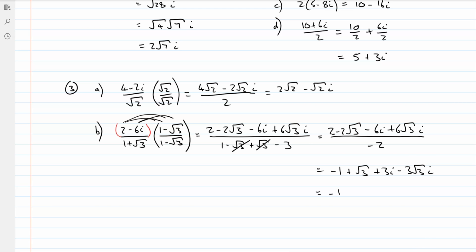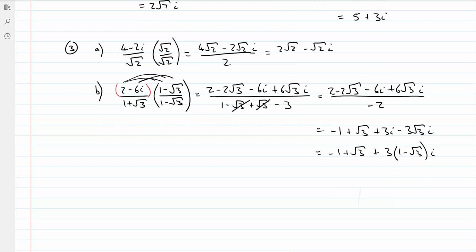And if you wanted to be extra clever here, and this comes in handy, you might take the i out as a factor. We tend to write it second. And in fact, 3 is common here too, isn't it? So we'd have 3i times (1 minus root 3). That gives us 3i, and minus 3 root 3i. So it all checks out. So we can factorize here as well.